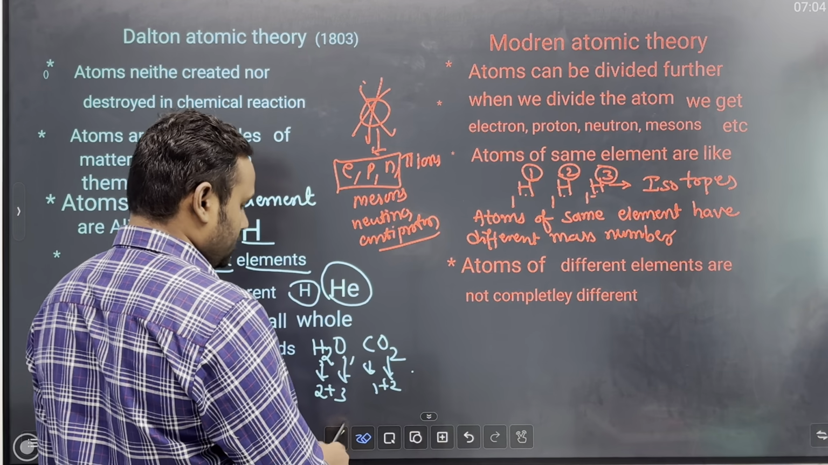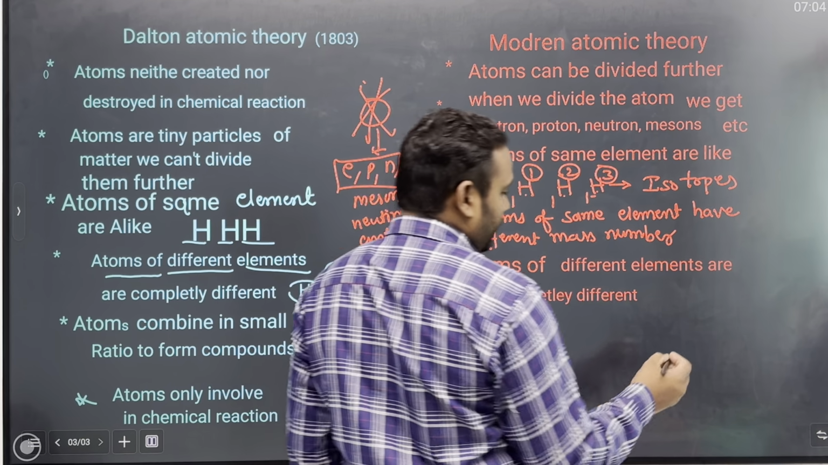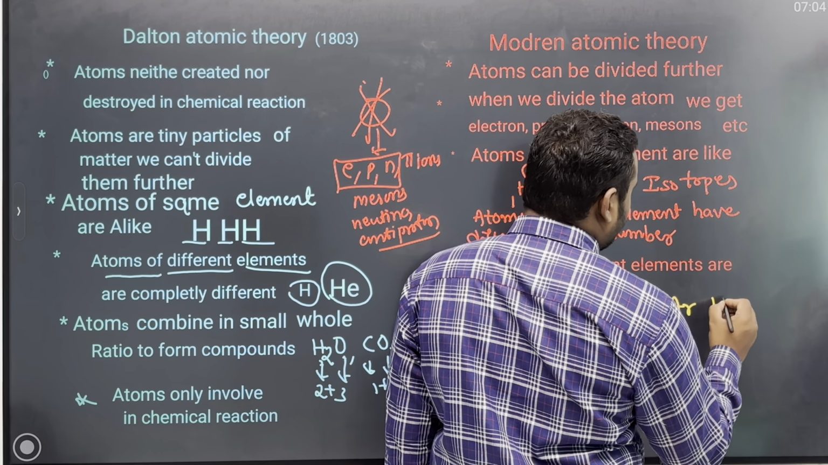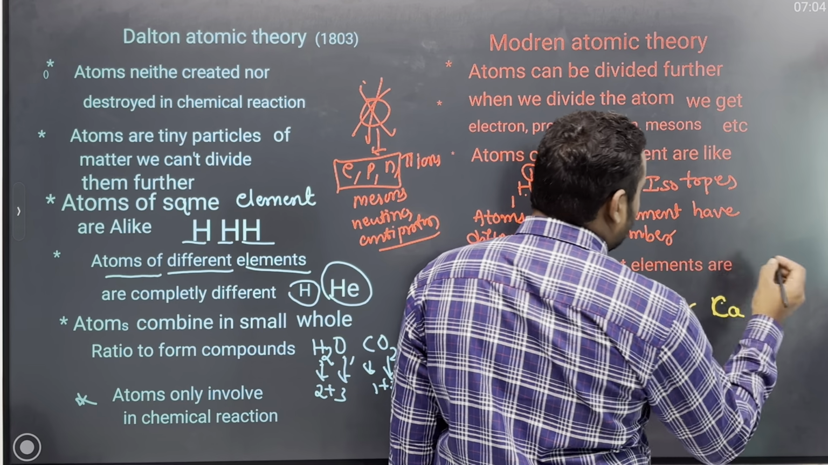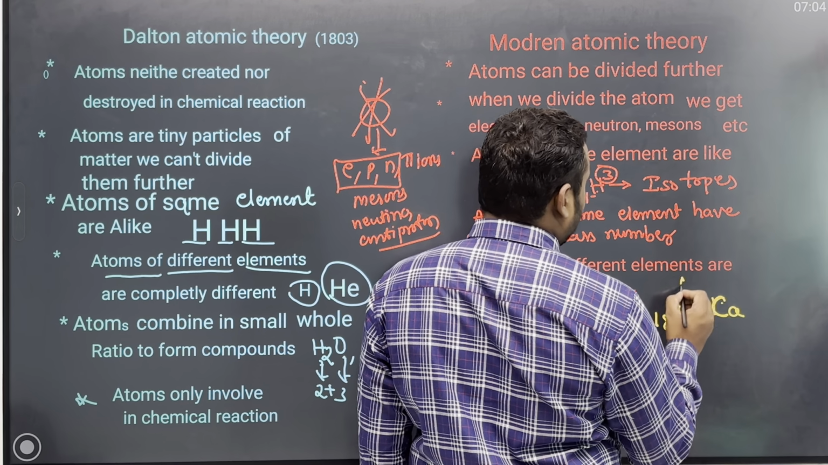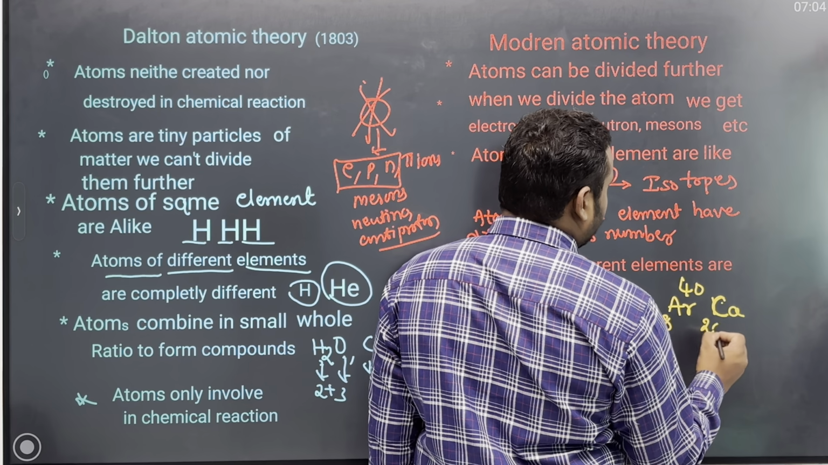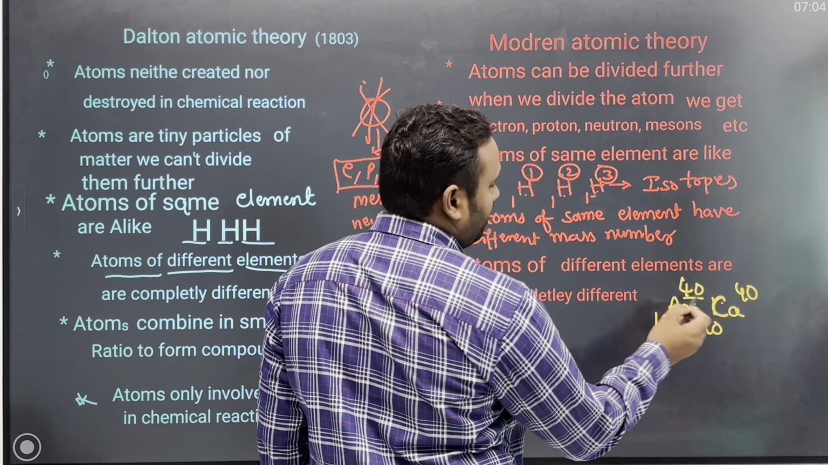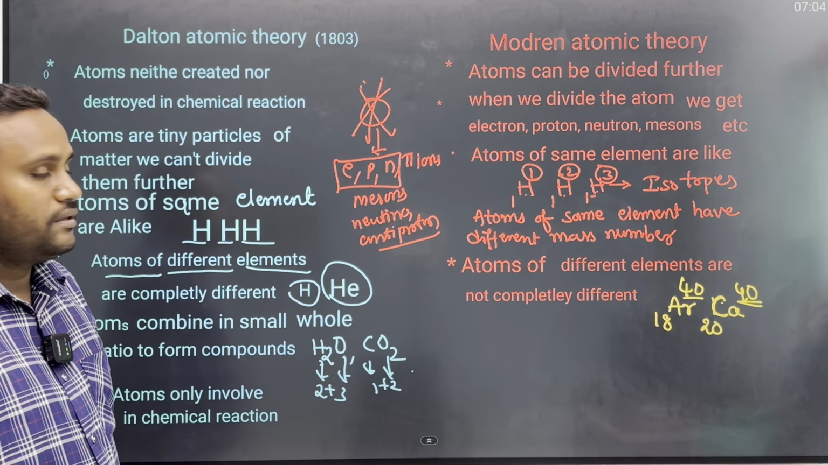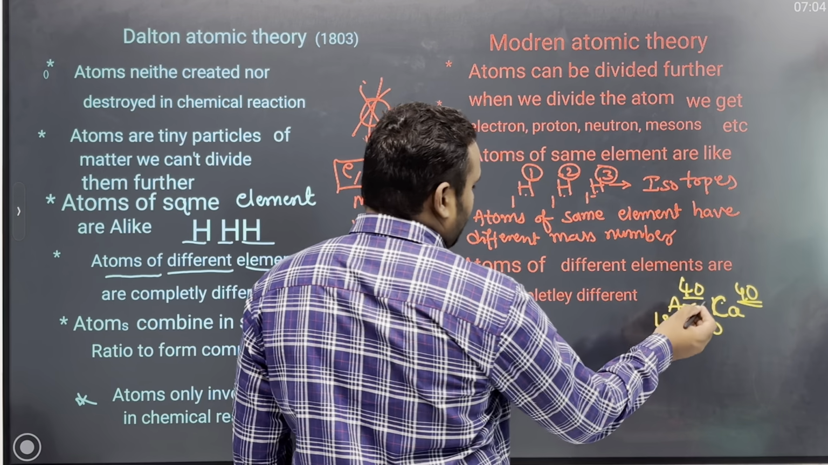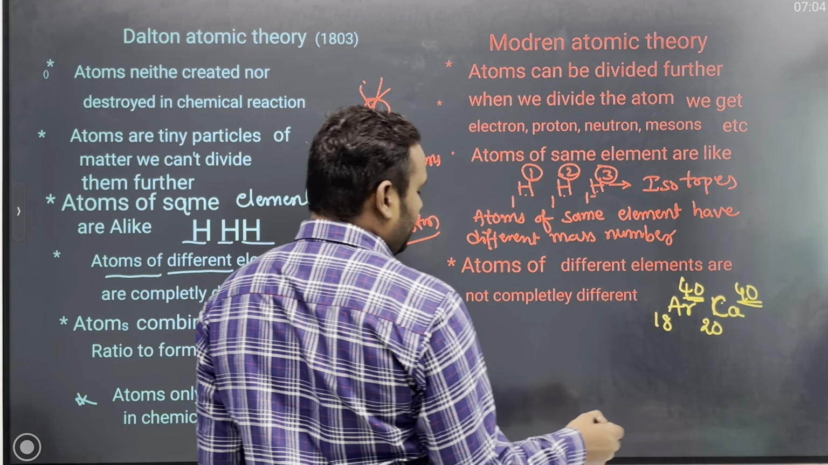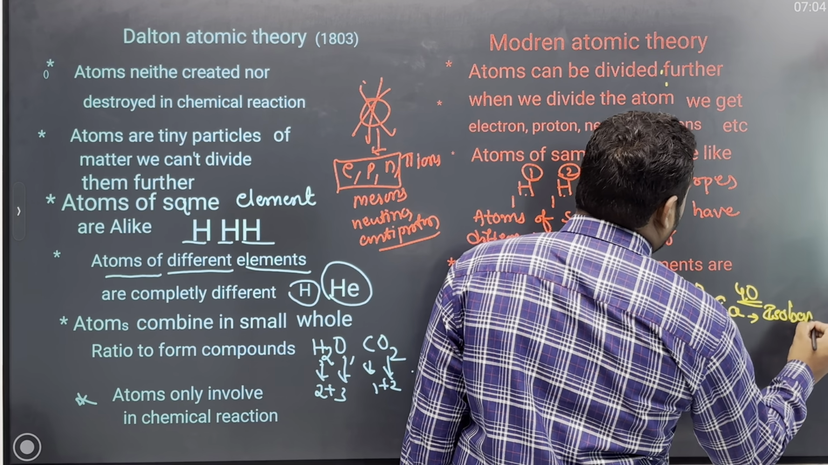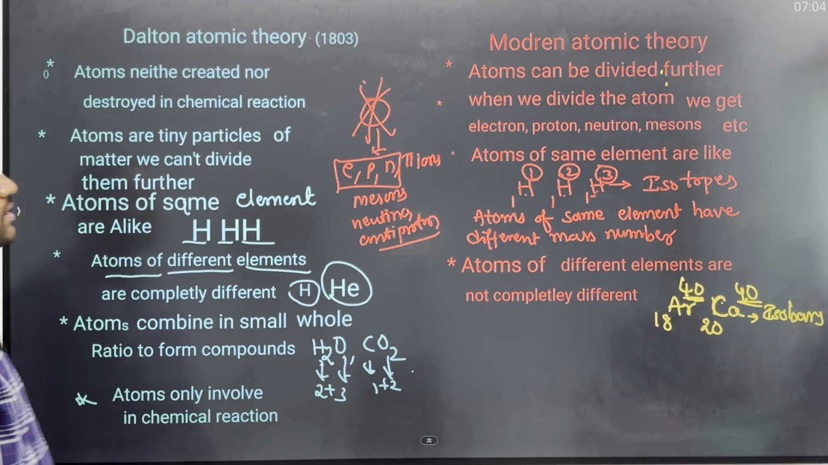Atoms of different elements are not completely different. For example, take argon and calcium. Argon has atomic number 18 and mass number 40. Calcium has atomic number 20 and mass number 40. So even though they are atoms of different elements, they have the same mass number. These are called isobars.